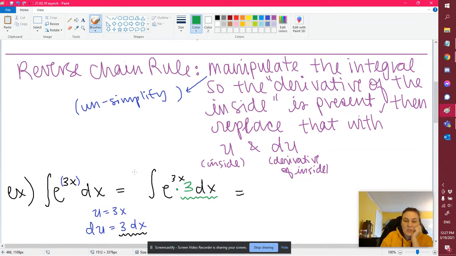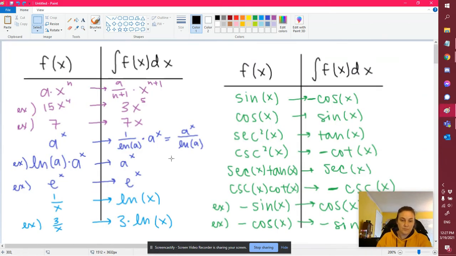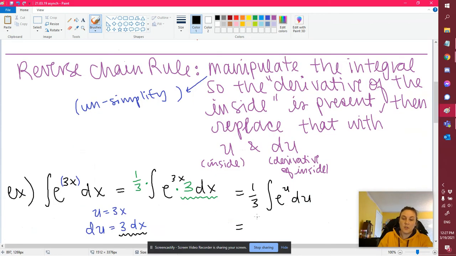We can't just randomly multiply things by 3. We have to counterbalance it with a 1/3. And now we can think of this as e to the u du, right? The 3 dx gets replaced by du. The 3x gets replaced by u. And now we say, how do I integrate e to the u? I look right here. The integral of e to the x is e to the x. So the integral of e to the u is e to the u.